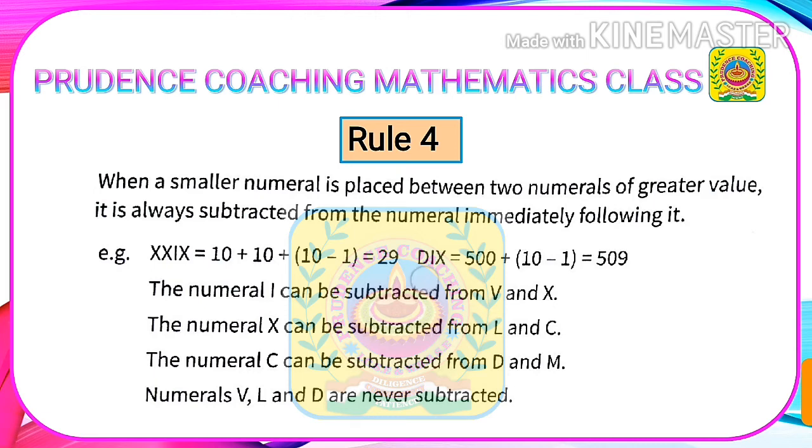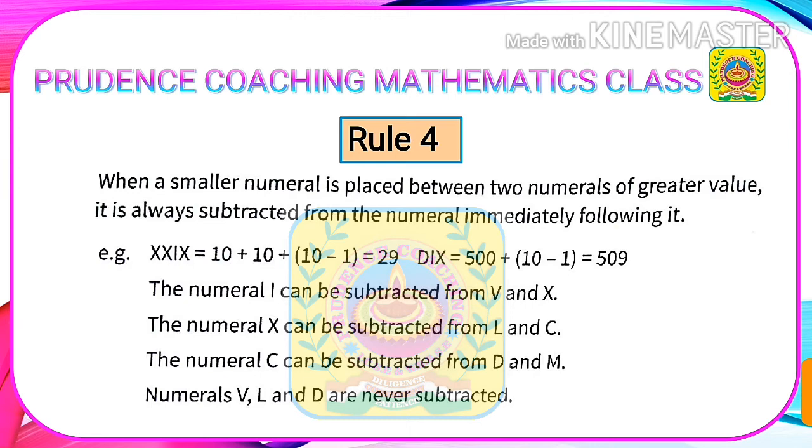So 500 and 10 both are greater than the middle number, that is 1. So we need to deduct 1 from the following number. Here the following number is 10, so 10 minus 1, we will get 9. So 500 plus 9, we will get 509. So I think, students, it is clear to you how we are finding out the values when we have a smaller number between two greater numbers.